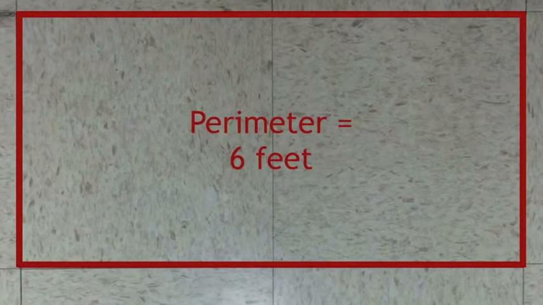If we bring our ant back into the picture and watch him walk around the shape, there's 2 feet plus 1 foot plus 2 feet plus another foot. The ant walked a total of 6 feet around that rectangle.